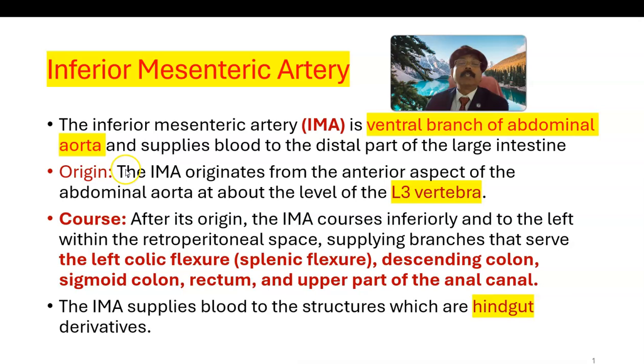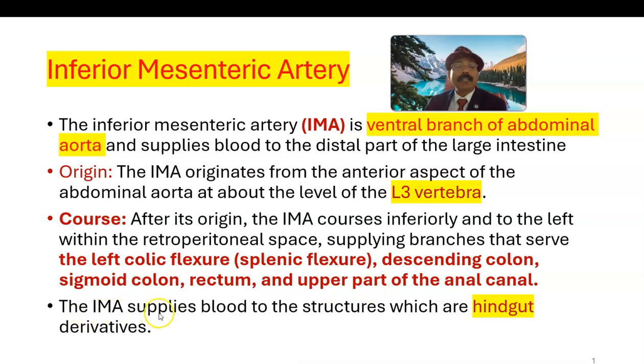Origin of the inferior mesenteric artery: it originates from the anterior aspect of the abdominal aorta at about the level of lumbar vertebra 3. Its course: after its origin, the inferior mesenteric artery courses inferiorly and to the left within the retroperitoneal space, supplying branches that serve the left colic flexure, also called splenic flexure, where the transverse colon becomes the descending colon, sigmoid colon, rectum, and upper part of the anal canal up to the pectinate line.